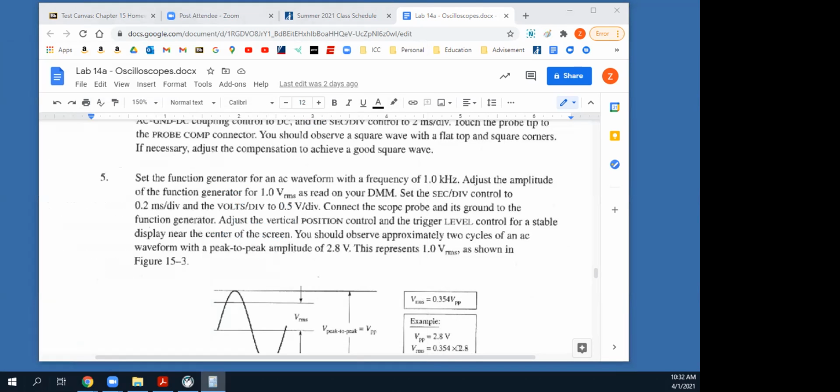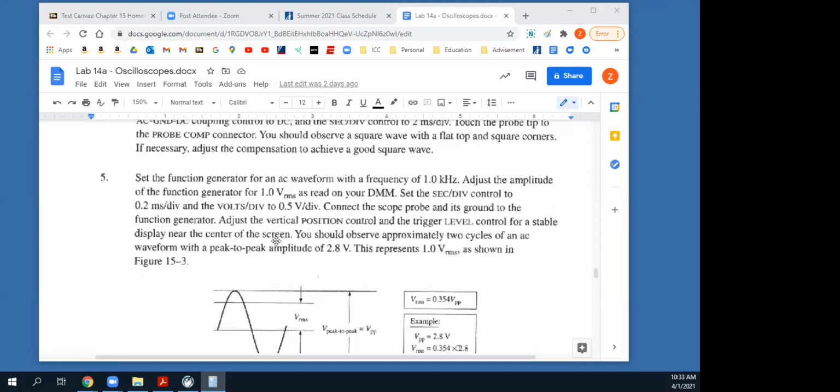5.7 divisions. I think it's actually 5.75. 5.75 times how many volts is it? A half a volt, 500 millivolts, right? It says it right here. So times 0.5, 2.875. So in the lab, exactly what's going on.